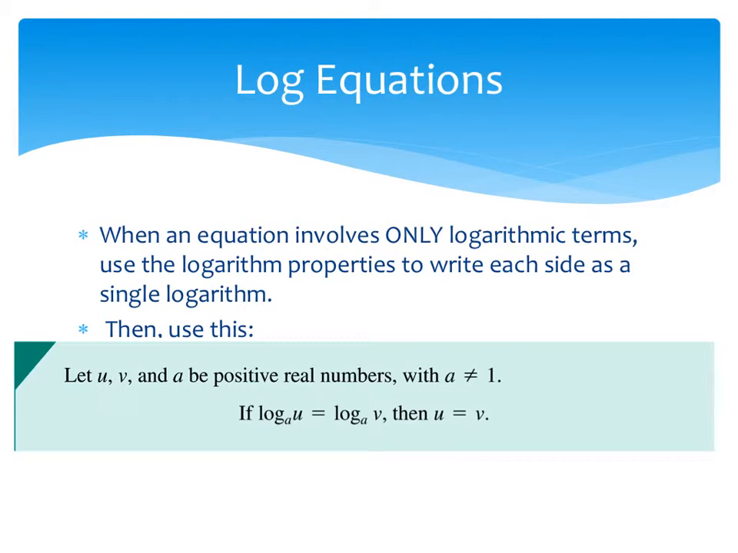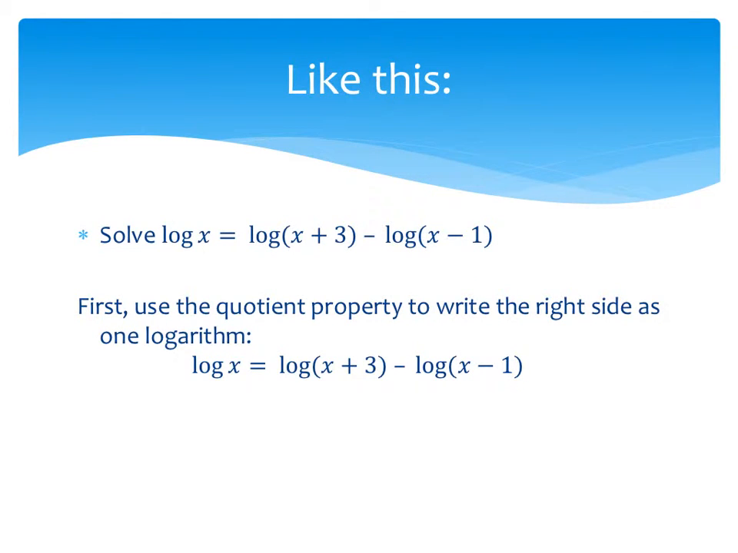So the first scenario that we're going to look at is when an equation involves only logarithmic terms. If an equation involves only logarithmic terms, then we can set what's sitting in the spots of u and v equal to each other. Now the bases of each of those logs, notice, have to be the same. The catch with this, though, is that you can only have a single log on each side of the equal sign. So look at what we've been given in this equation here.